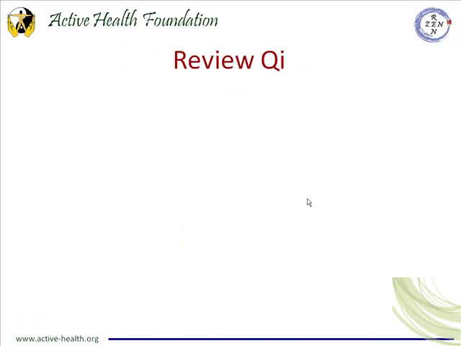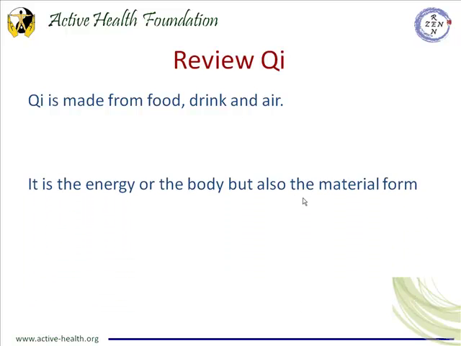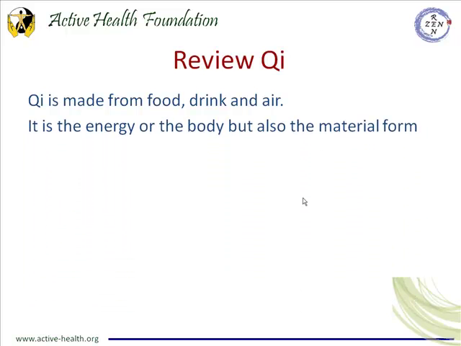So first of all, let's review Qi. First of all, we learned that Qi is made from food, drink and air, and also we have a certain type of Qi that's given to us by our ancestors or by our parents. Secondly, Qi is the energy of the body, and it's also in a material form as well. So it can be both immaterial and material.